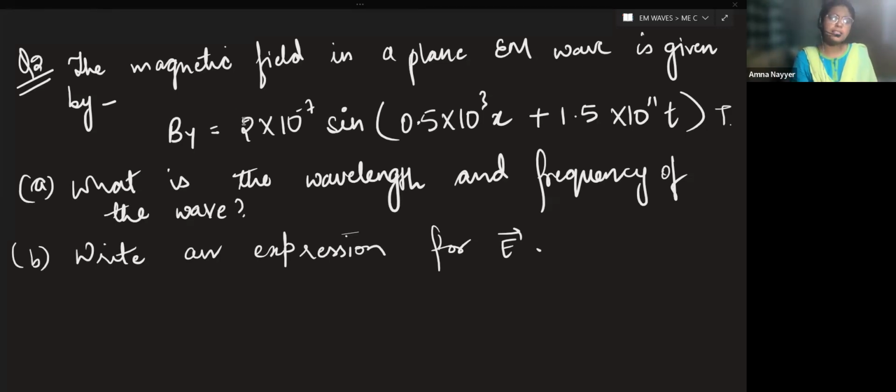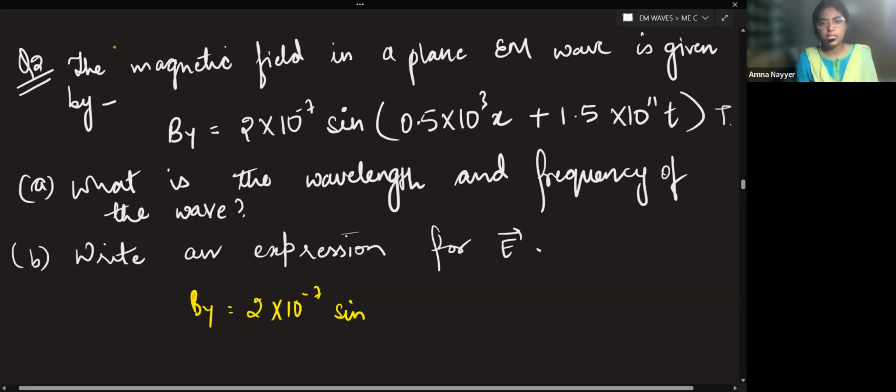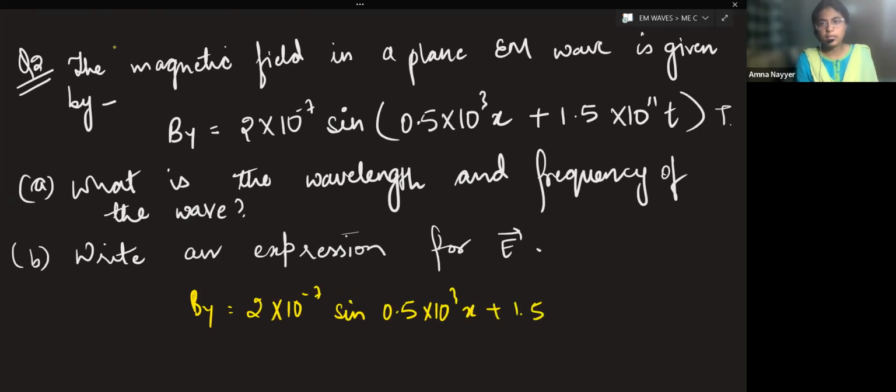So answers, class. Wavelength and frequency. Right, Krishna, your answer. So only Krishna has answered. See, what's the equation that is given? By is equal to 2 into 10 to the power minus 7 sine of 0.5 into 10 to the power 3 x plus 1.5 into 10 to the power 11 t.